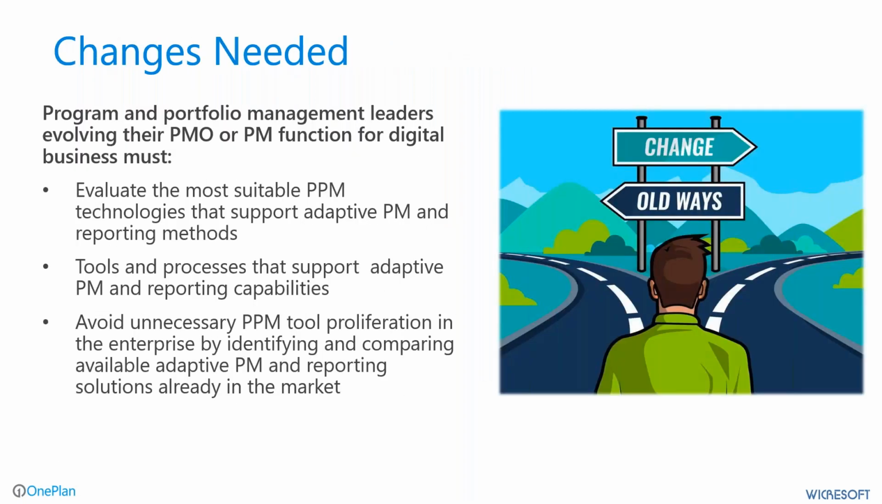So the changes that are needed, the actions that need to take to go from the older ways to the new ways, or to support whatever journey we're on. Program and portfolio management leaders, according to Gartner, need to evolve their PMOs or their project management functions for the digital business. And they must evaluate the most suitable PPM technologies to support this adaptive approach. They also should have tools and processes as well that support adaptive PPM and the reporting capabilities around that. But also, even though we embrace maybe the proliferation and use of a number of different tools, we don't want to overdo it.